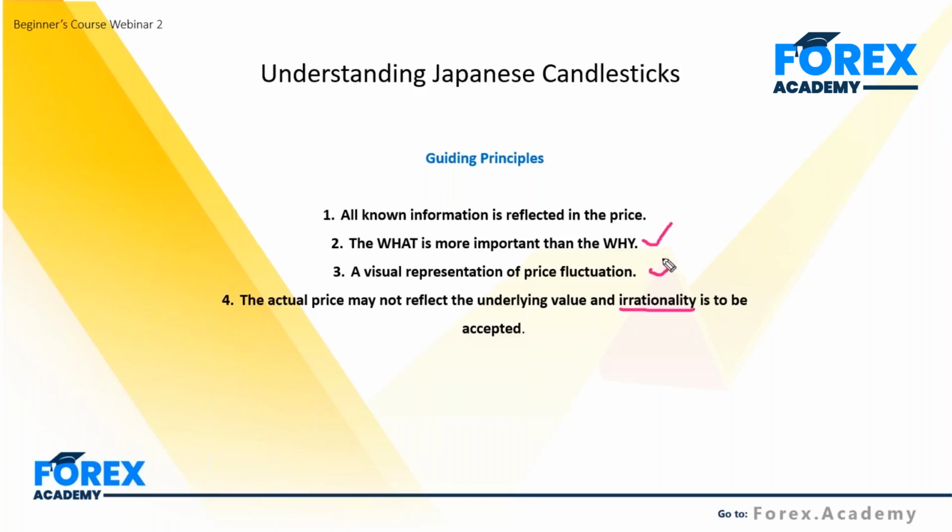So we know that we take it as a given that we trade what we see. We look at the price. It's a visual representation of that price. All the information at that time is reflected in the price, and that information may also be human sentiment or human irrationality, but we accept it. Okay, that is simply how we trade price action.